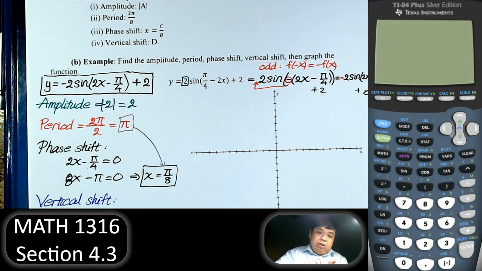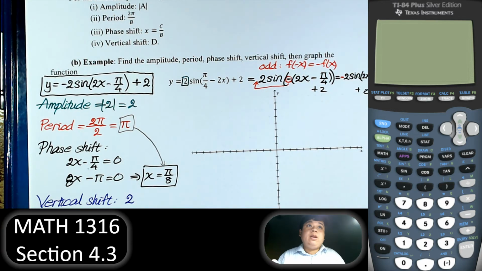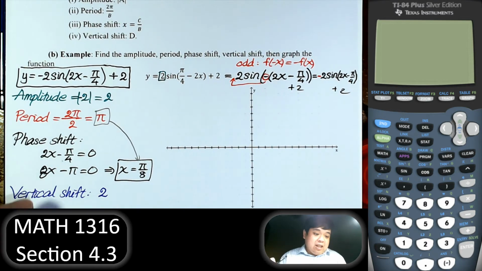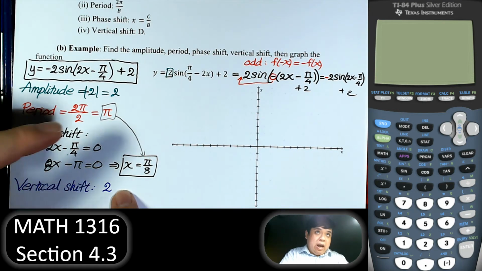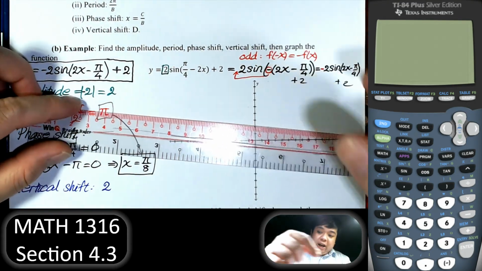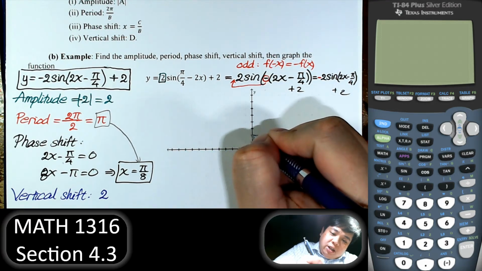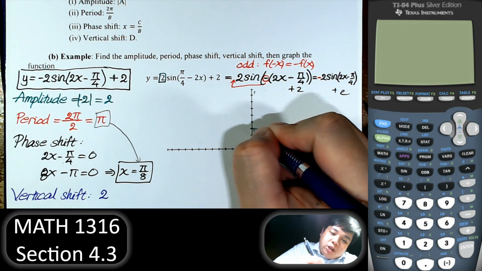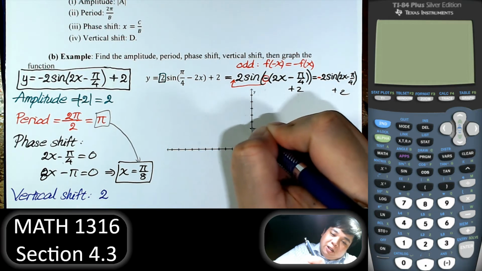So the vertical shift is 2. That's exactly the first thing we do. Now the vertical shift is 2 and the amplitude is 2. If you choose 2 to be too big, it will go off the screen of the window here. So let's say we choose 2 to be about here, about that much.